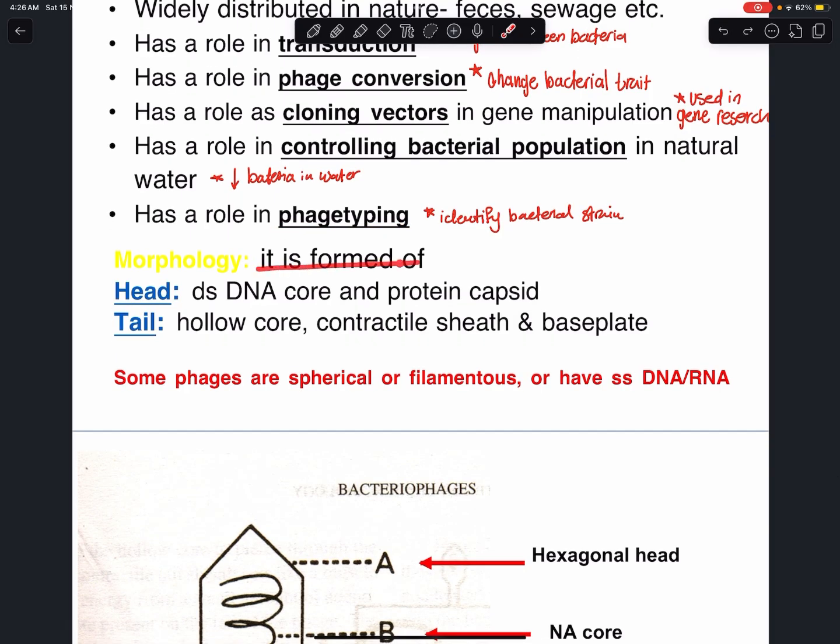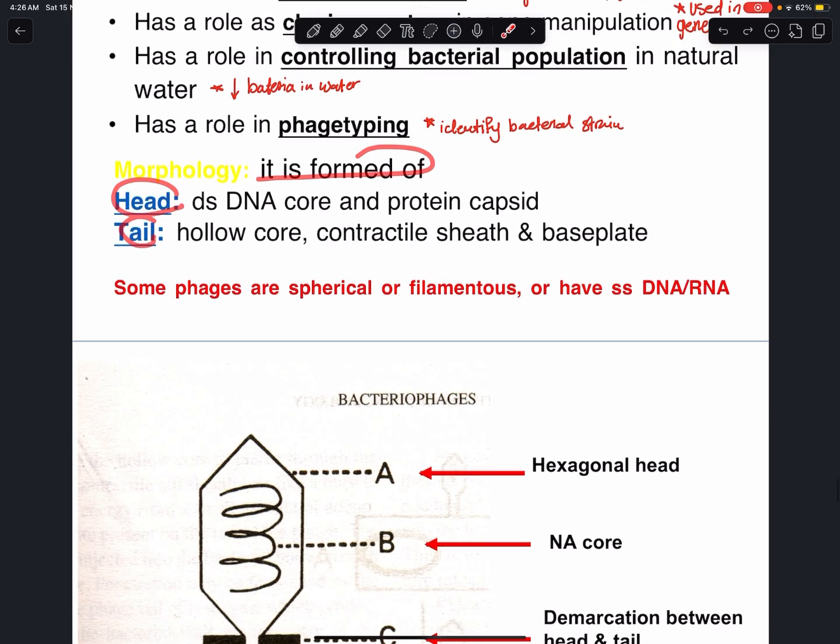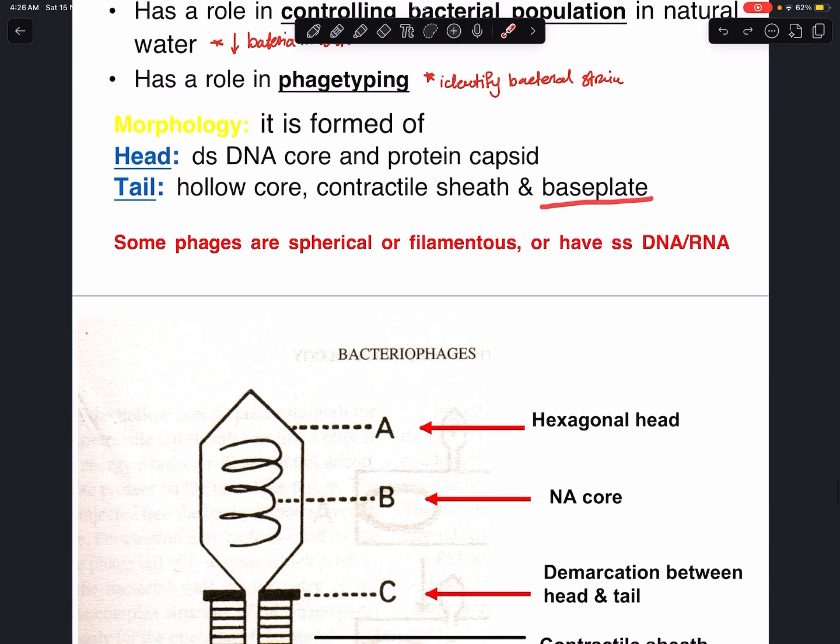Morphology, it's formed of a head and tail. The head has a double-stranded DNA. This is important. Double-stranded DNA core and protein capsid. The tail is a hollow core, contractile sheath, and a basal plate.